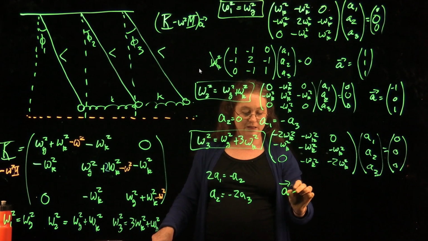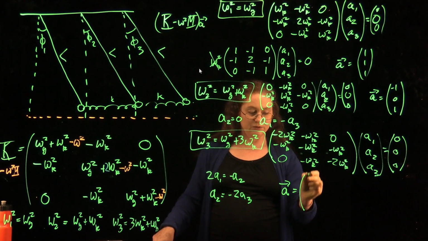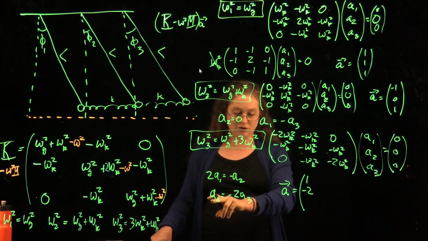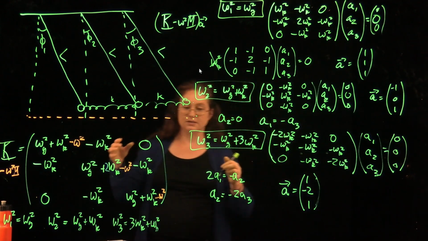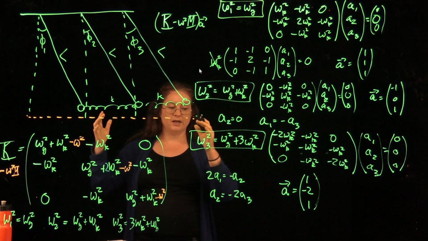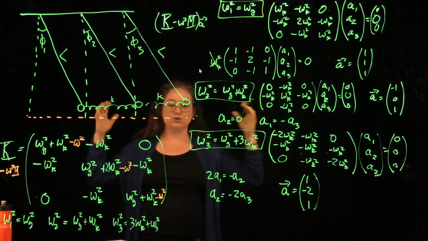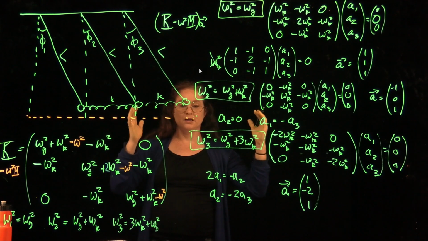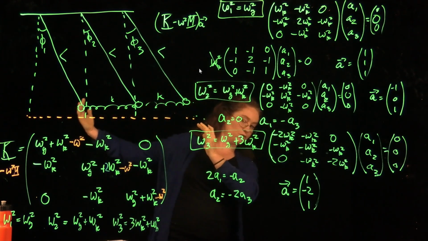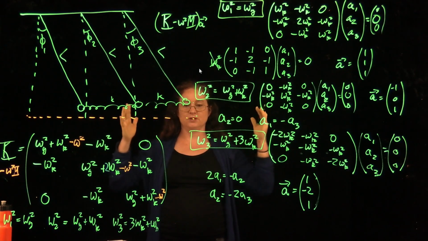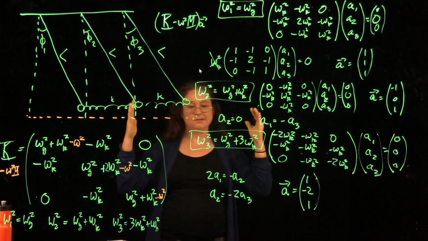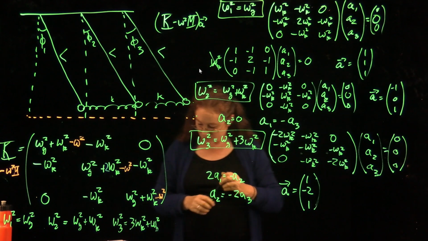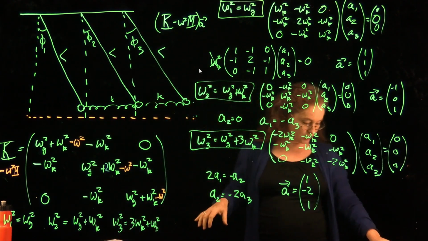I get A, and then I have to choose. I'm going to choose A1 equals 1. That makes A2 negative 2. And then if A2 is -2, A3 is 1. So that means that when the two outer pendulums move this way, the inner pendulum moves that way with twice the amplitude. Let's see if I can do this. Sort of like that. So then we can write out the general solution.